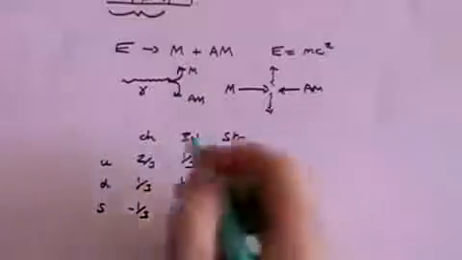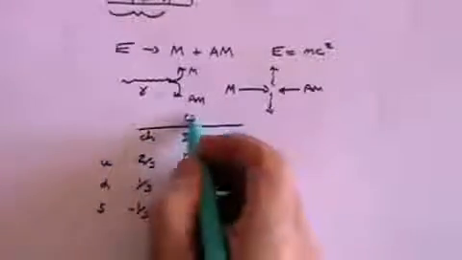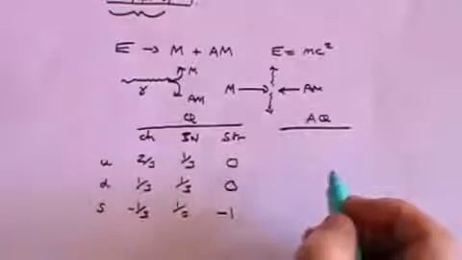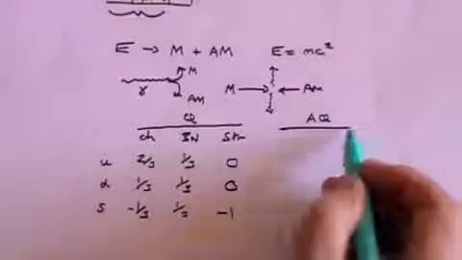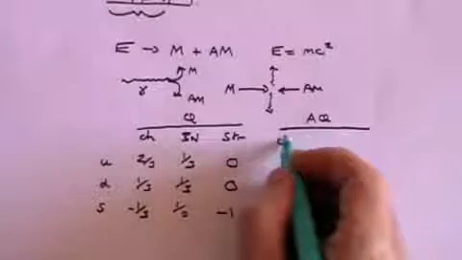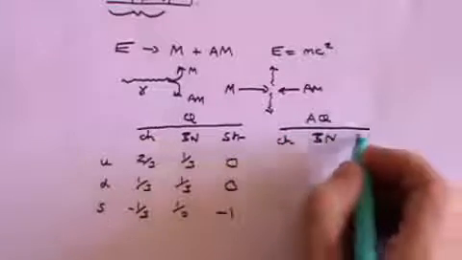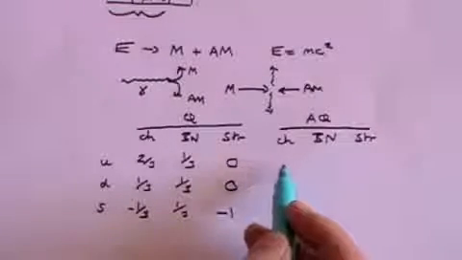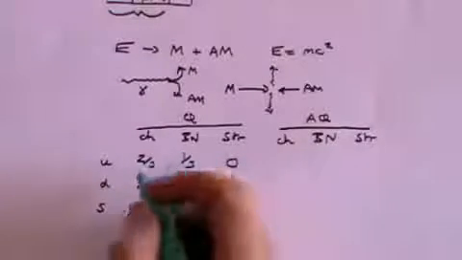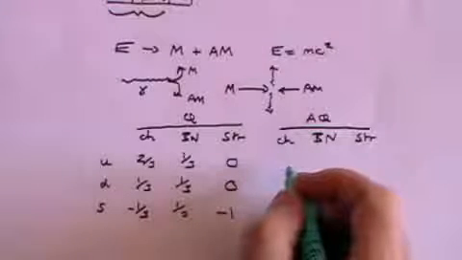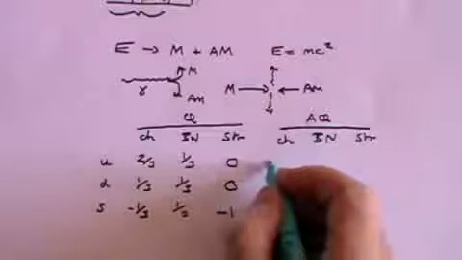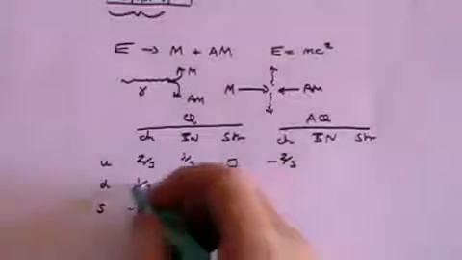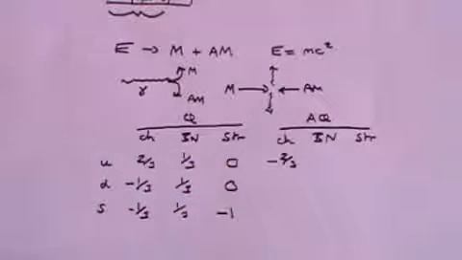Now let's look at antiquarks, because all matter has antimatter. And again we're going to look at charge, baryon number and strangeness. Well, the charge is always the opposite of matter. So for an up quark, the anti-up quark is -2/3. The down quark has, oh, I made a mistake here, that should be -1/3.